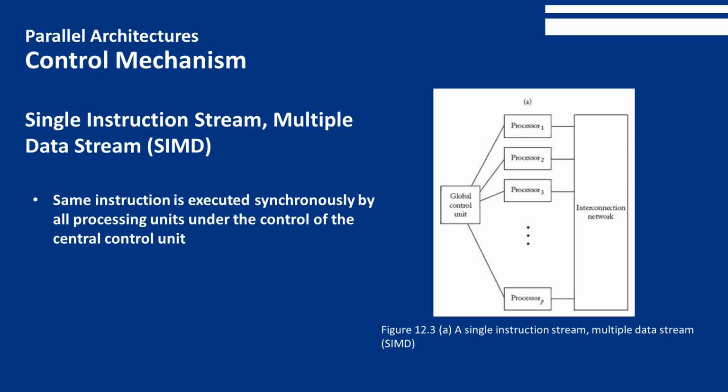In a SIMD architecture, the same instruction is executed synchronously by all processing units under the control of the central control unit. In general, SIMD computers are best suited to parallel algorithms that require synchronization. SIMD computers are suited for programs in which the same set of instructions is executed on different elements of a dataset. Such programs are called data parallel programs. A drawback of SIMD computers is that they cannot execute different instructions in the same cycle.